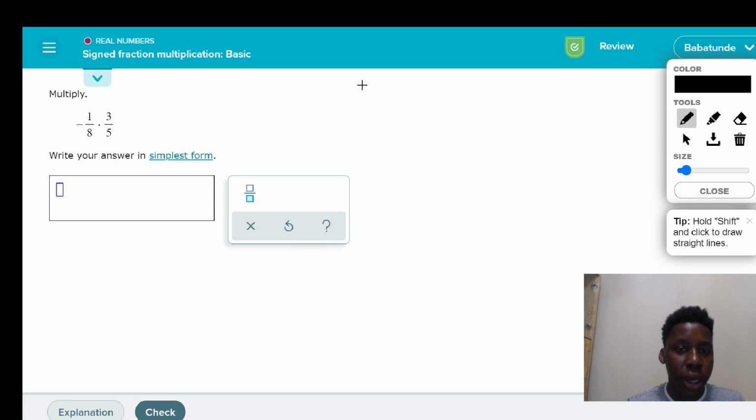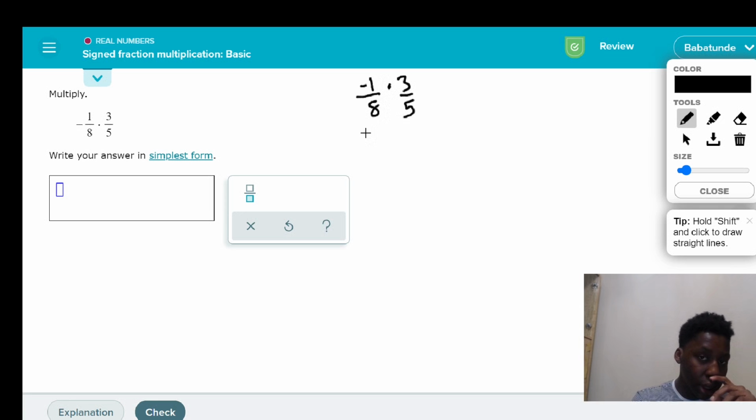Let's look at this question. This is minus 1 over 8 times 3 over 5, right? We're already given everything, and we're asked to write our answer in the simplest form it can possibly be. What the simplest form means is we have to ask ourselves what number is divisible at the bottom that can also divide the top. So we go through each of the numbers at the bottom and at the top and ask ourselves what number is divisible by each one of them.